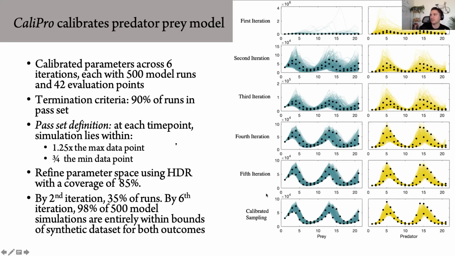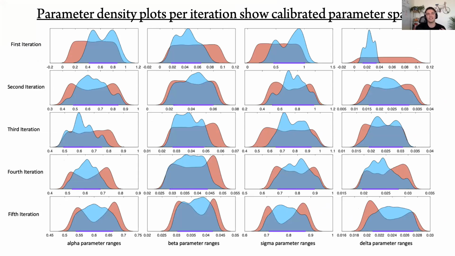If we open up CaliPro here and look at the parameter density plots that are created during each iteration, we can see how that calibrated parameter space changes across the different iterations. In this big graph, each iteration is shown as a different row, and each column is a different parameter value. The pass parameter density plot is shown as the blue density plot, and the failed runs' parameter values are shown as the red density plot.